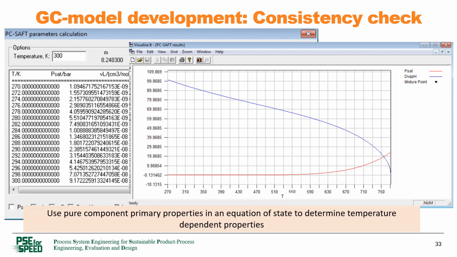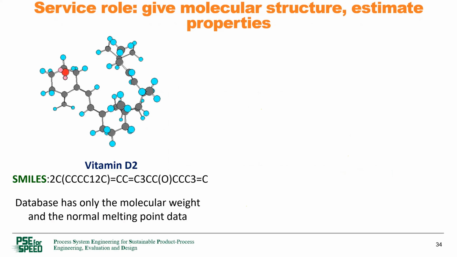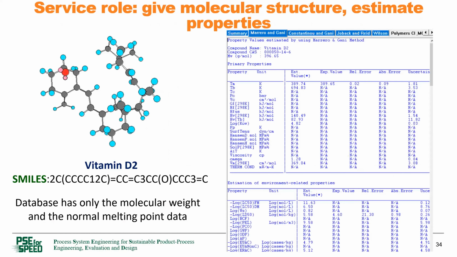Finally, for some service role, here is a structure of the vitamin D molecule. What we see is that there are very few properties in the database, except for melting point. There's hardly any other property. We can calculate some more. Actually, this was more than 2 years ago. Now we can calculate many more. So this is a service role. Given the molecular structure, what are the properties we can predict?